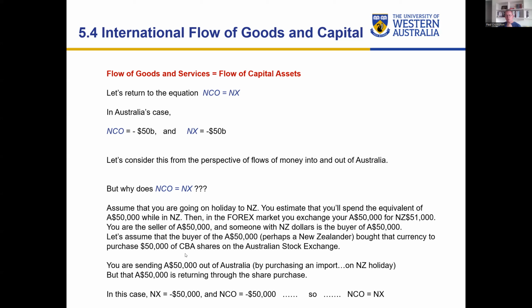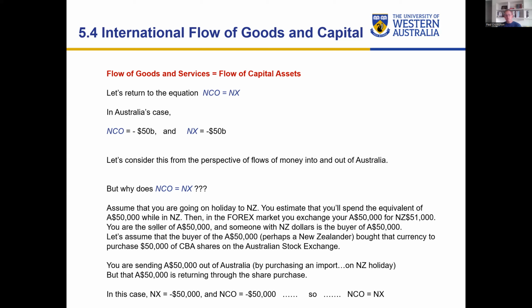Now, in terms of this example showing that this equation holds, let's get back to that now. So what we've got here is you have purchased an import, and the foreigner, the New Zealander, has used that 50,000 Australian dollars that you exchanged in the Forex market to purchase CBA shares. Now, in purchasing the holiday, you purchased an import. And so let's just imagine that these are the only transactions on a given day. What is this equation, NCO equal NX? What does that look like on that given day?